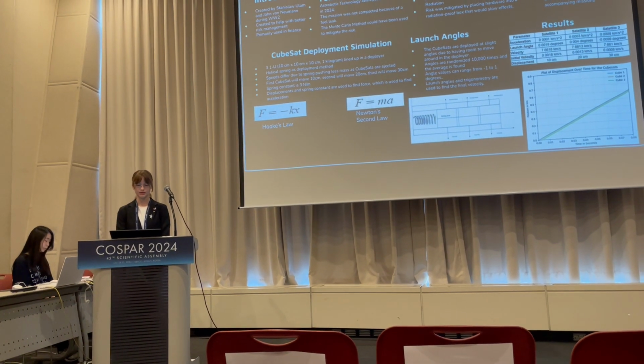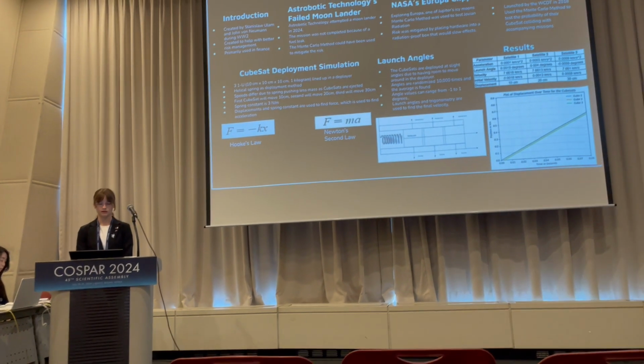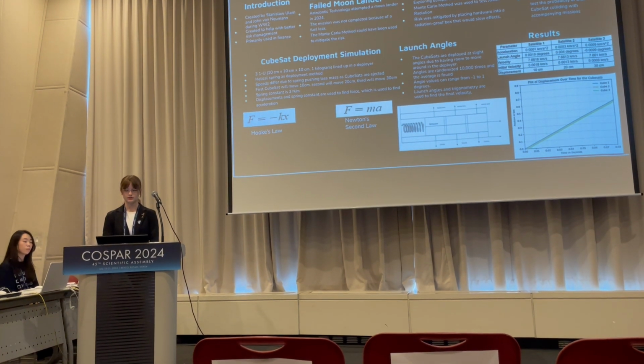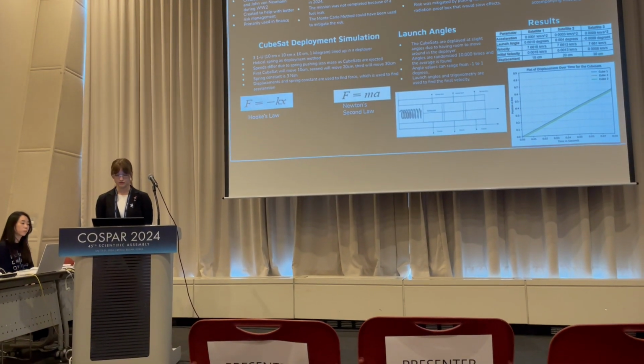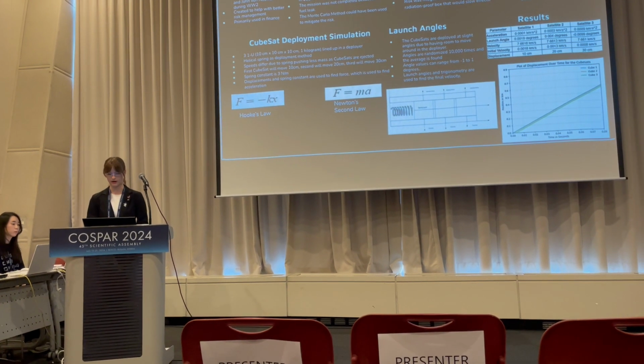These angles are randomized 10,000 times, and an average for each CubeSat is found. These averages are then used to find the final velocity. This final velocity then is used to find displacement over time using antiderivatives, which is the graph in the bottom right.